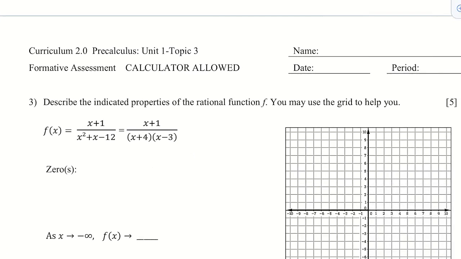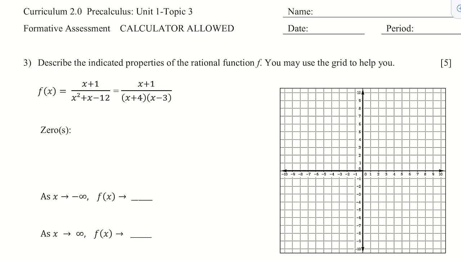Okay, it says describe the indicated properties of the rational function f. You may use the grid to help you. So, yet again, awesome that they end up reducing it for you. My zeros here are the values where the top is equal to 0. So x is equal to -1, which means at -1, I have the point (-1, 0). A couple of other things: I have a vertical asymptote at x is equal to -4 and at x is equal to 3. So at -4, dotted line, and at x is equal to 3, dotted line.